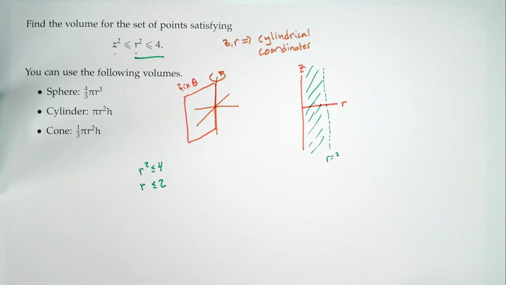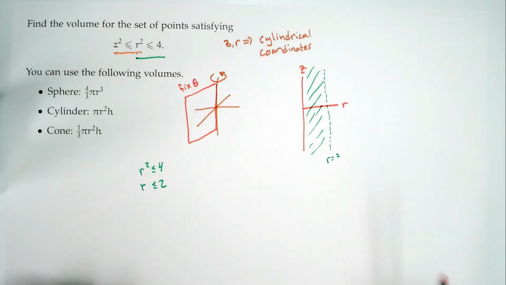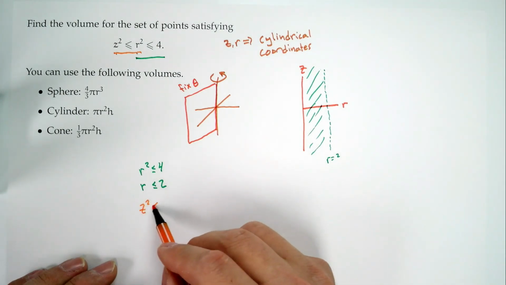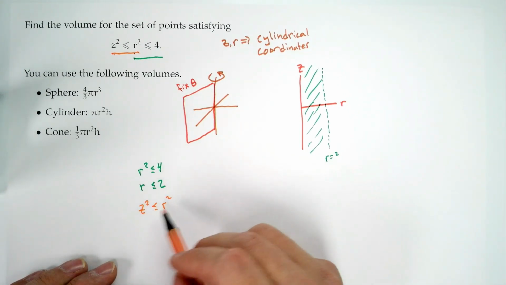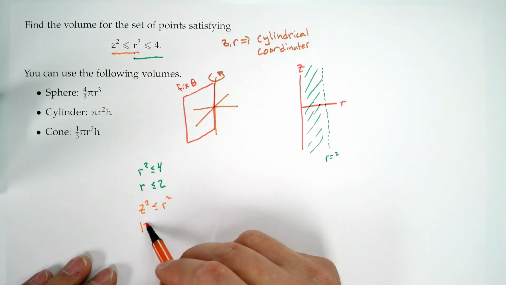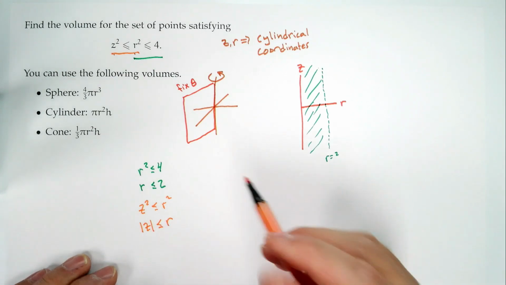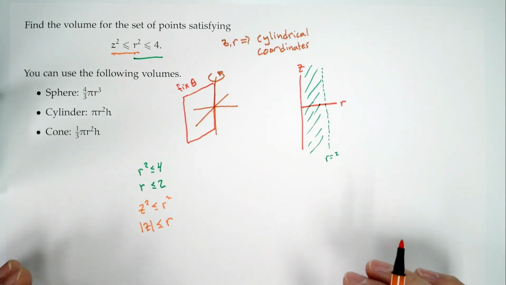All right. But remember, that's only one of our inequalities. We have a second one, this one that says z squared less than or equal to r squared. Well, if z squared is less than or equal to r squared, then if we take the square root of both sides, the square root of z squared is the absolute value of z, which is less than or equal to the square root of r squared, the absolute value of r. But again, r is always going to be greater than or equal to 0, so we can just say r. So the absolute value of z is less than or equal to r.